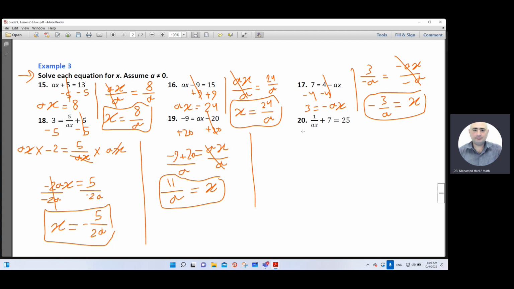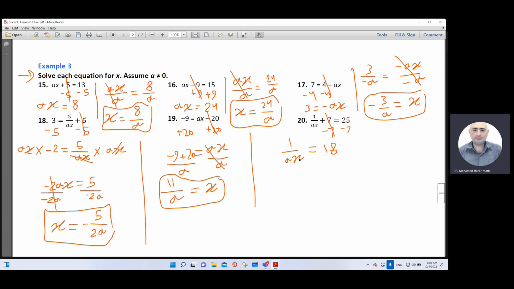Number 20. We want to remove -7. So we can subtract 7 from the two sides. +7 and -7 will be 0. So means here 1 over AX equals 25 minus 7 will be 18.